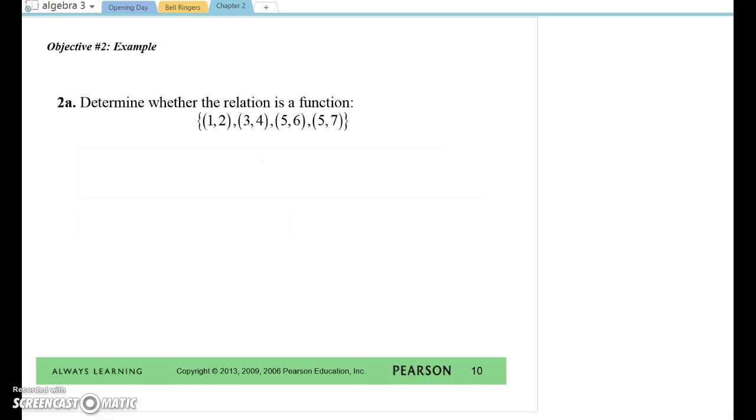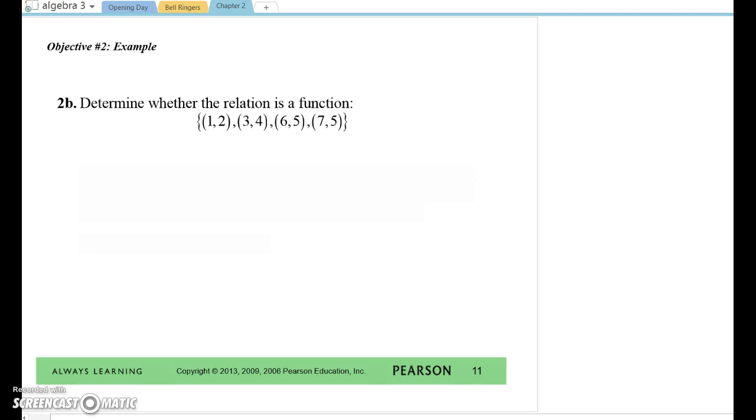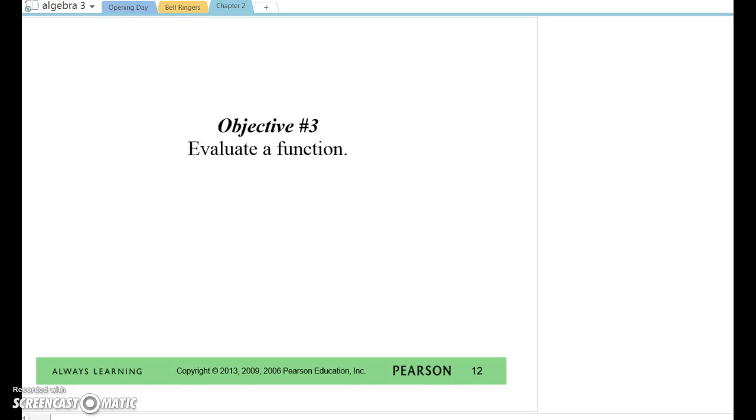Okay, there's another example. I think we're okay with skipping that one. All right, so number 3, we're going to evaluate a function now. So objective number 3.